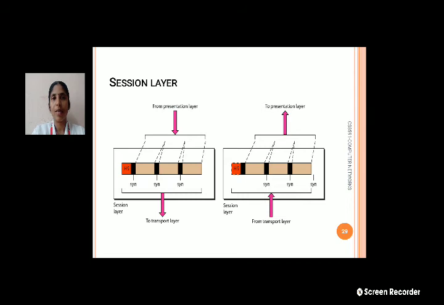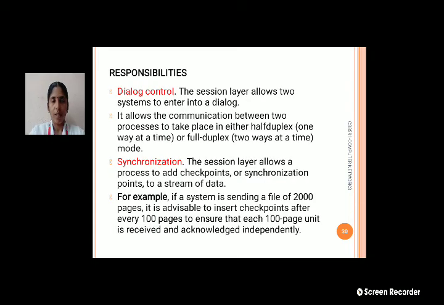It receives the data from the presentation layer, and here it adds synchronization to each piece of data that could be transferred to the transport layer. From the transport layer at the receiver side, it transfers to the session layer, and the session layer will deliver each to the presentation layer. So these are the responsibilities, dialogue control. Dialogue control in the sense it allows the communication between the two processes to take place in either half duplex or full duplex, either one way at a time or two ways at a time.